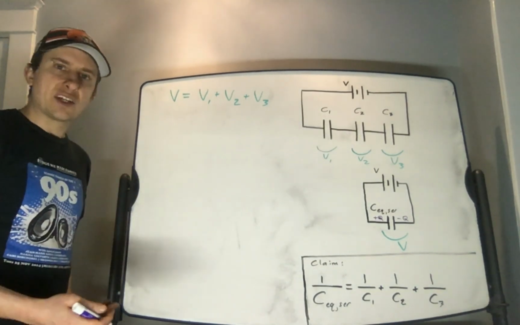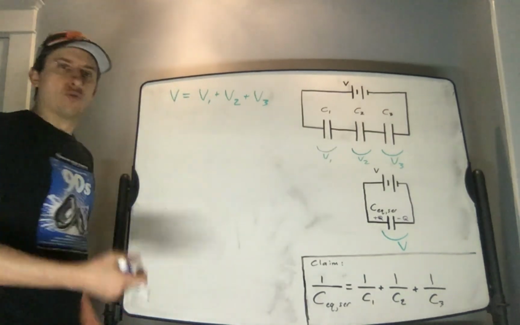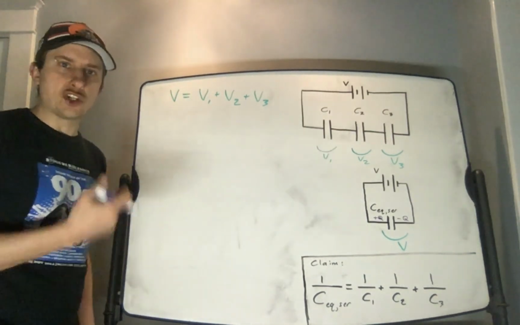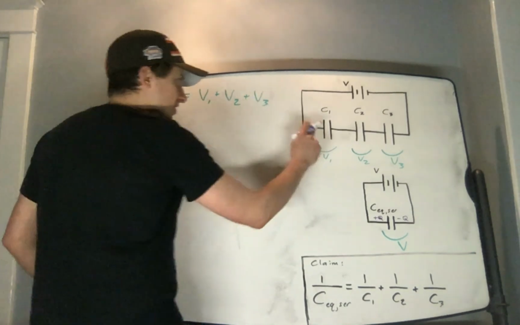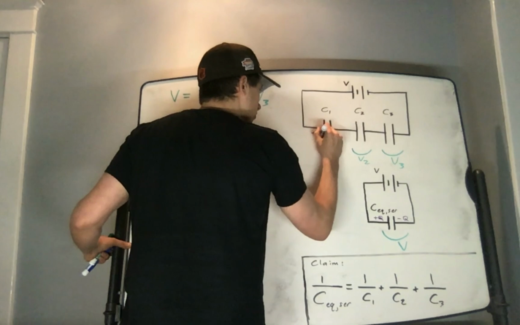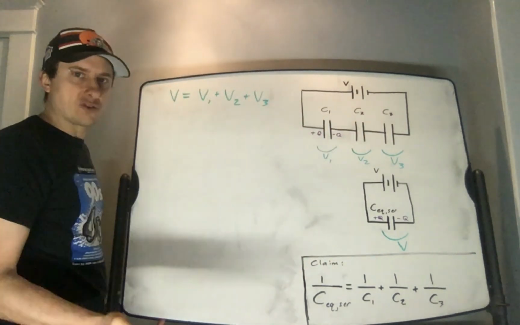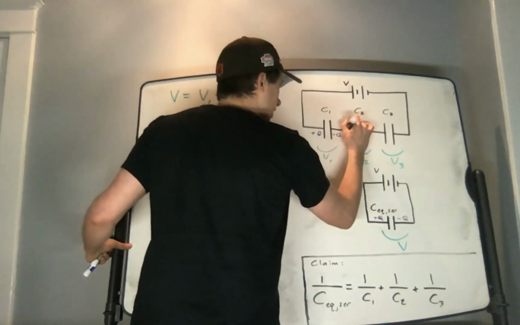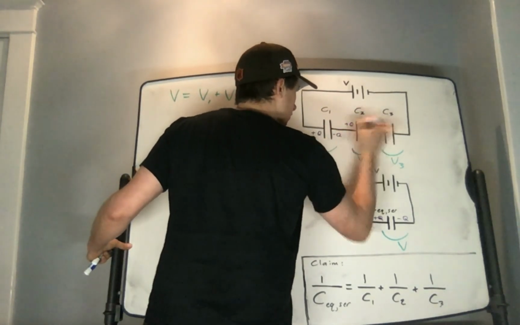I am now going to claim that the plates of the capacitors in series will also accumulate a charge of plus Q and minus Q on their plates. So that means capacitor C1 will accumulate a charge of plus Q on the left plate and minus Q on the right plate. Capacitor C2 will accumulate a charge of plus Q on the left plate and minus Q on the right plate.